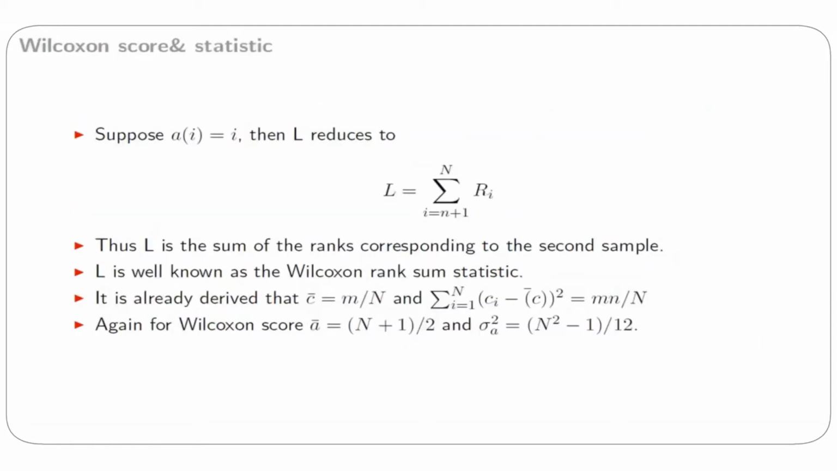So we start with some examples. Suppose Ai equal to i, then L reduces to the sum of the second sample ranks. That is, L is nothing but the summation over i from small n plus 1 up to capital N of Ri, and this L is well known as the Wilcoxon rank sum statistic. It is already derived that C bar is nothing but small m by capital N, and the summation over i from 1 to n of Ci minus C bar whole square is Mn divided by capital N. Again, for Wilcoxon score, we have A bar as capital N plus 1 by 2 and sigma square A as capital N square minus 1 by 12.